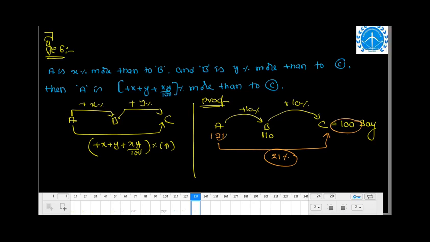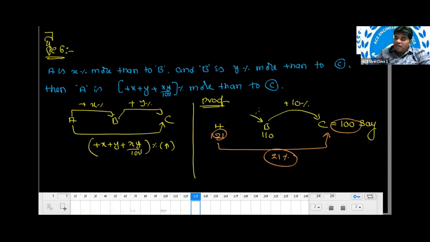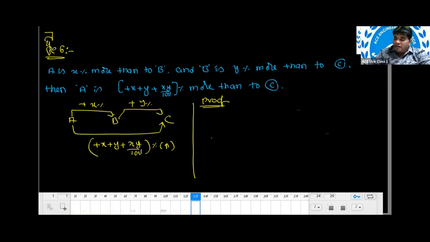A is how much more here? 21 more. That is 21% more. Here I'm using the percentage point of view, but regularly we use the profit and loss point of view. I'll explain that regularly. If anyone is confused and asks doubts, that's why I explain the original method, but generally I explain this in the profit and loss method.